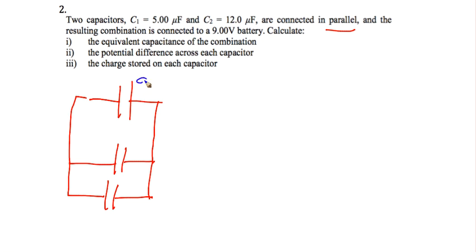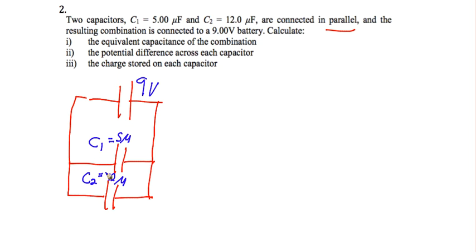So this is parallel, right? This is the 9 volt battery, this is C1, and this is C2. C1 is 5 microfarad and C2 is 12 microfarad. The first part is to calculate the equivalent capacitance of the combination.